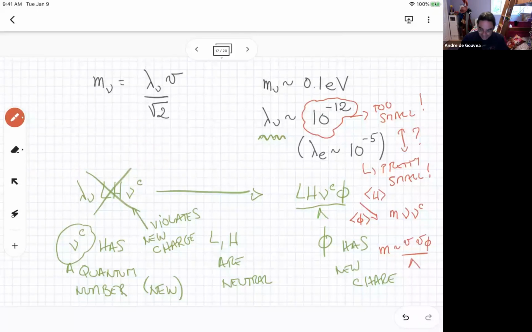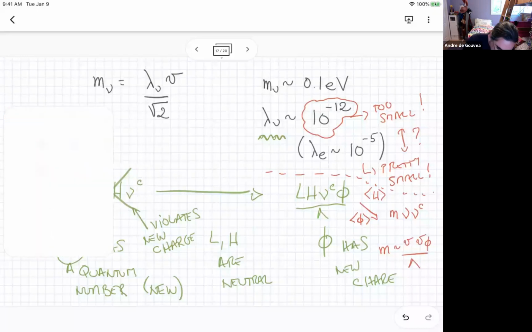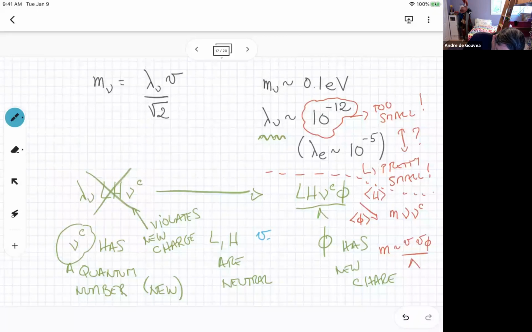Okay, so that's the, let me put a little boundary. That's one idea that people have thought of that explains this. I'll write this over here because I'm running out of space. If V_phi over lambda is very small, then you get tiny masses. So this is one kind of model.